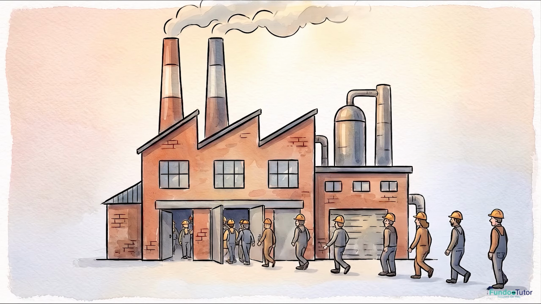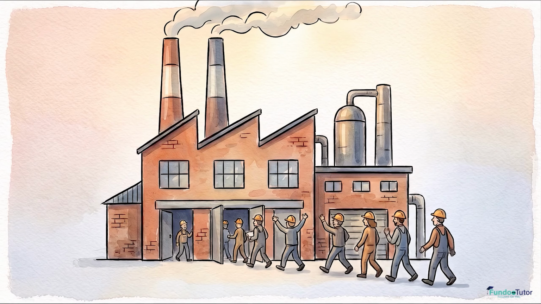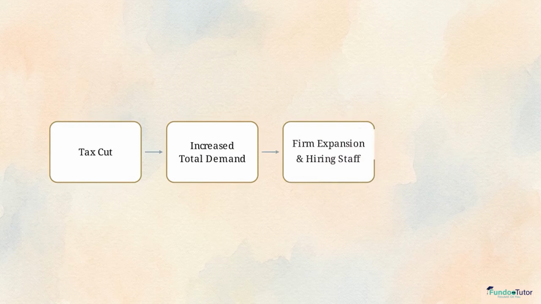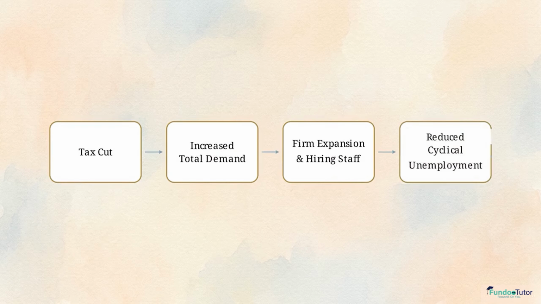As total demand rises, inventories empty out. This encourages firms to expand their production lines to keep up with the new spending, which requires them to hire additional workers. By connecting the initial tax cut all the way through to businesses hiring extra staff, we reach the final node. This policy specifically reduces cyclical unemployment, which is job loss caused by a lack of demand.